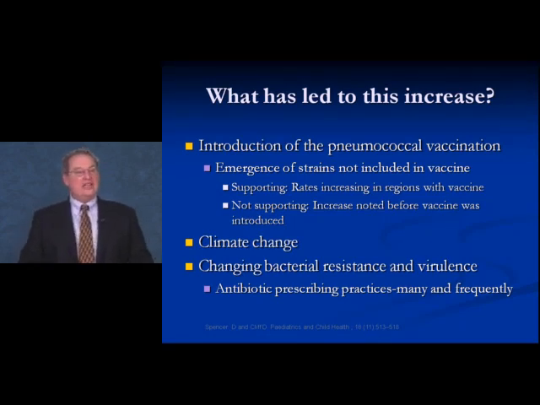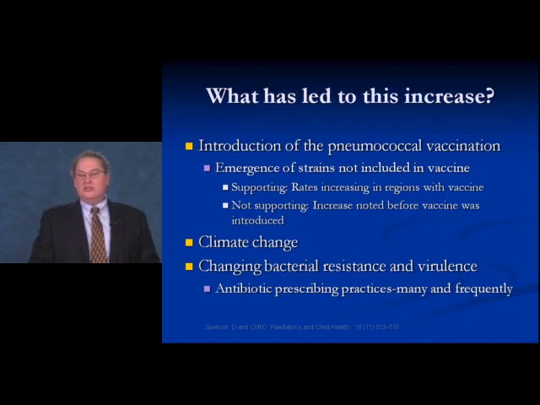So this has led to some really interesting questions. Why are we seeing an increase in empyema at the same time that we're seeing a decrease in the rates of pneumonia? So one suggestion is perhaps it was the introduction of the pneumococcal vaccination, specifically the PCV7. So the emergence of strains not included in the vaccine, perhaps that we've done something to suppress some strains but let others flourish. Supporting this, the rates are increasing in regions where the vaccine has been used, but not supporting this is the observation that the increase was noted before the vaccine was introduced.